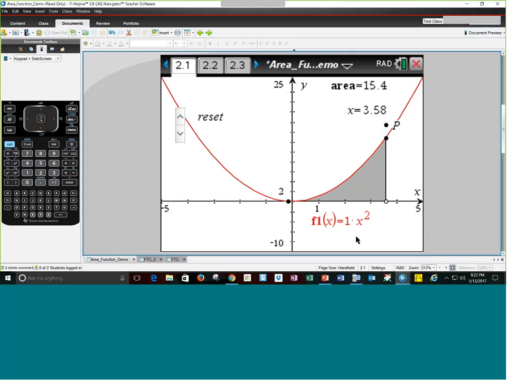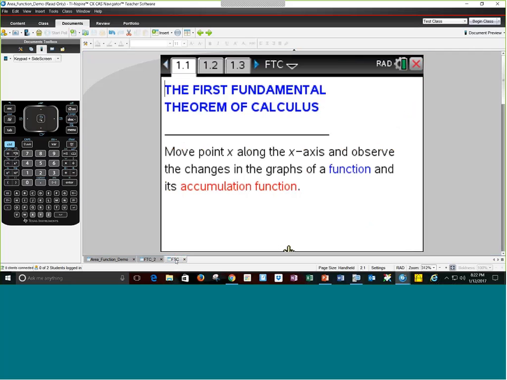All right, we're ready to move to the next little activity. Pat, you ready for Fundamental Theorem of Calculus? Yes. Okay, so now we're going to be covering the Fundamental Theorem of Calculus.